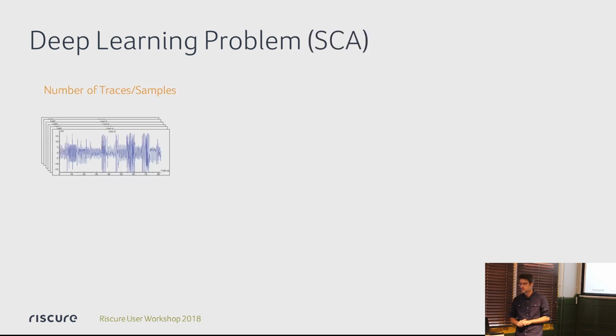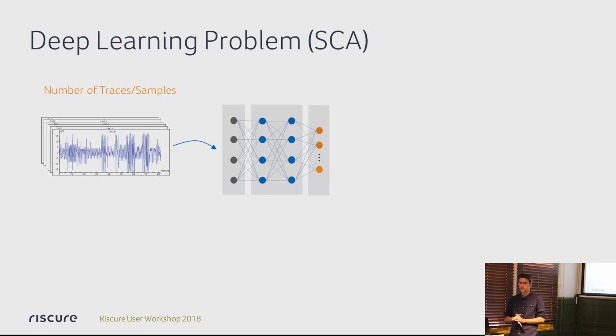For sidechain analysis, we also have the same deep learning problem. But instead of some generic data, we have traces. And in the traces, we need to classify them in separate groups. And instead of a generic machine, we have a neural network. As you can see, the black dots represent the input layer, the blue dots represent the hidden layers, and the orange ones represent the output layer.